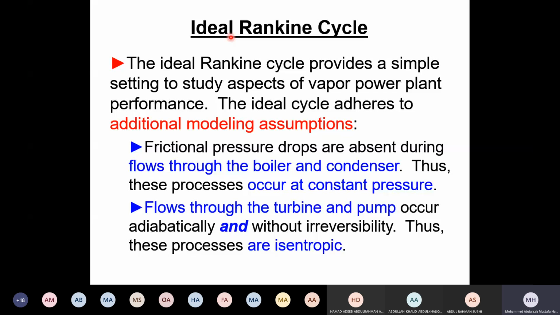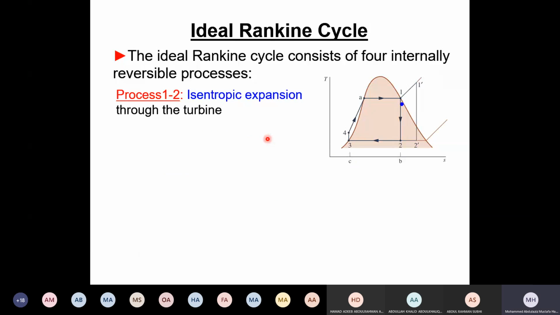So we change that to real cycle. When I say ideal cycle, it means that the friction pressure drops are neglected, and also there is no irreversibility. They are adiabatic, so we consider isentropic processes in the turbine, in the compressor and in the pump, and we neglect the pressure loss. All right, so let us present what happens in this cycle.